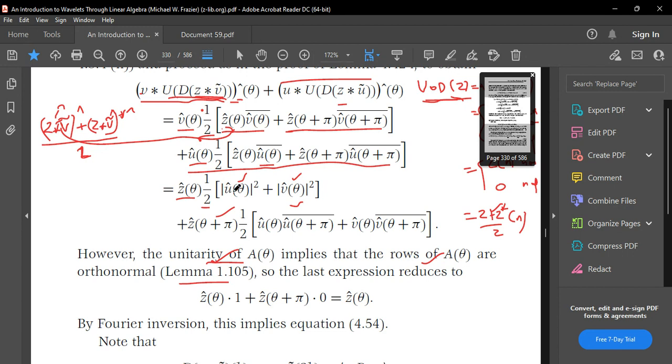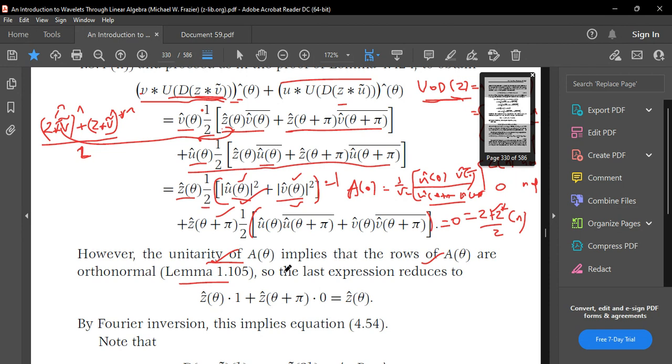So what is this u cap of theta plus v cap of theta? It is the first row. What is the first row of a of theta? It is equal to 1 by root 2 u cap of theta, v cap of theta, u cap of theta plus pi, v cap of theta plus pi. So in this context each row is orthonormal. So what is the value of this one? The whole value will be equal to 1, and this value equal to 0.